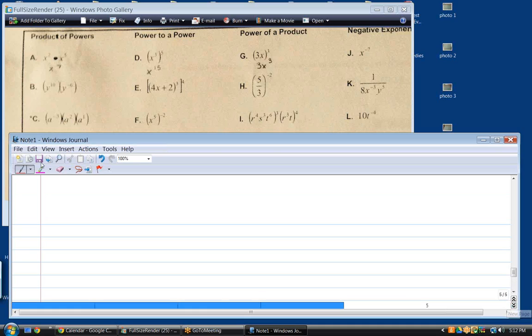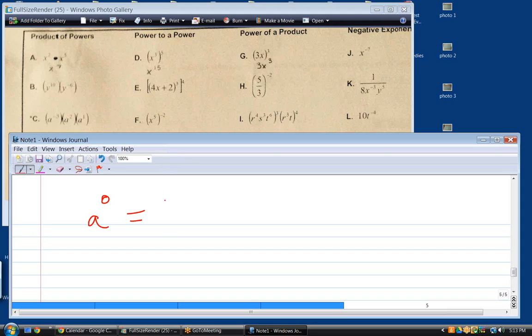Now in this case, number C, notice that we have the same base. All three are A. So what's the answer going to be? Wouldn't that be 0? It'd just be A. Well, A to the 1 is A. A to the 0 is what?